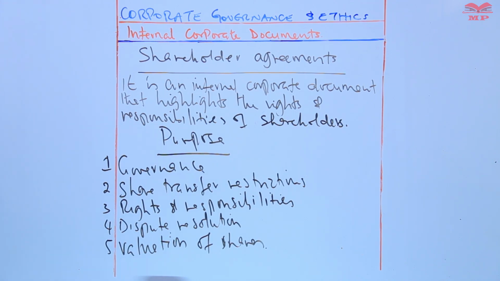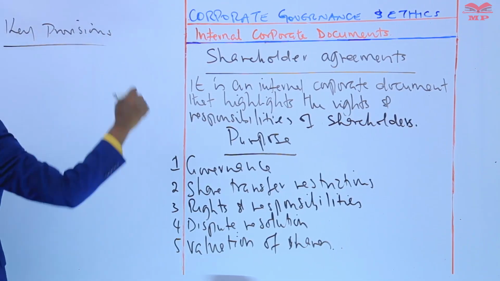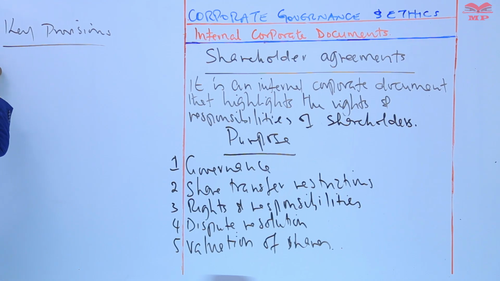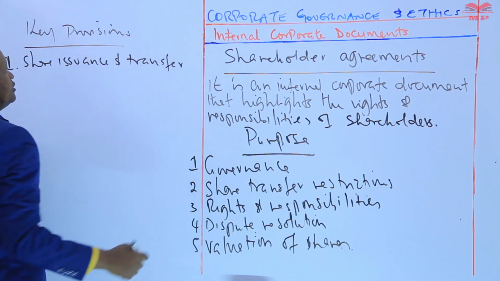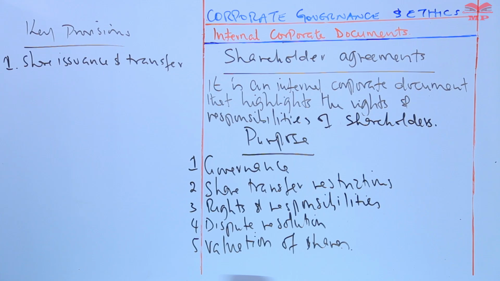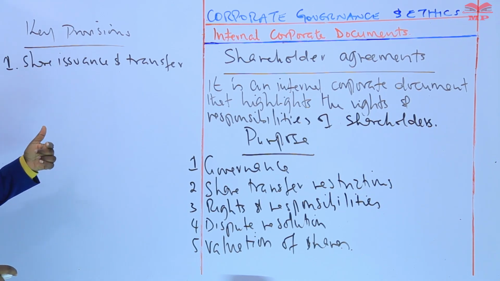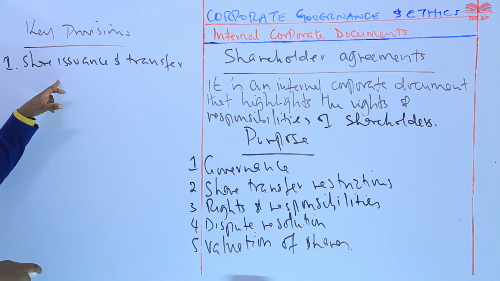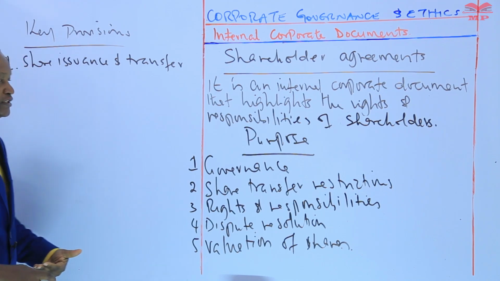Let us now outline some of the key provisions of shareholder agreements. The first key provision is share issuance and transfer. These are rules governing the issuance of new shares and the transfer of existing shares. That is one key provision of a shareholder agreement: rules governing the issuance of new shares and also rules governing the transfer of existing shares.